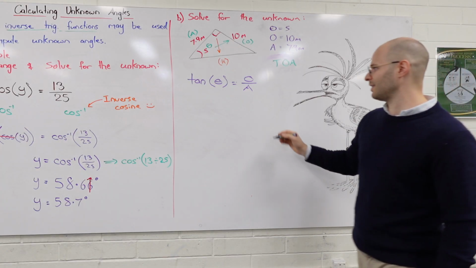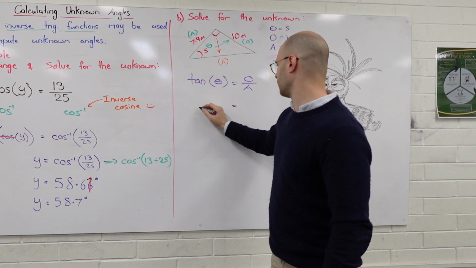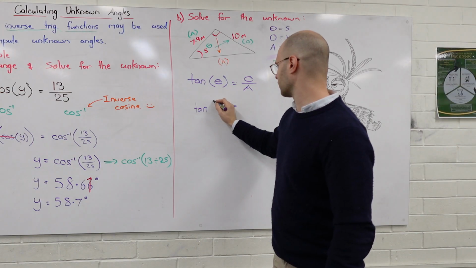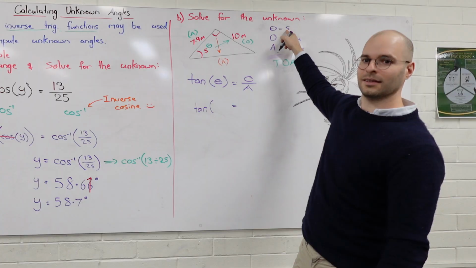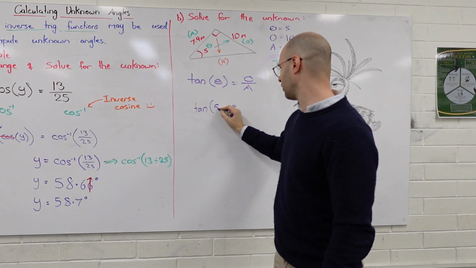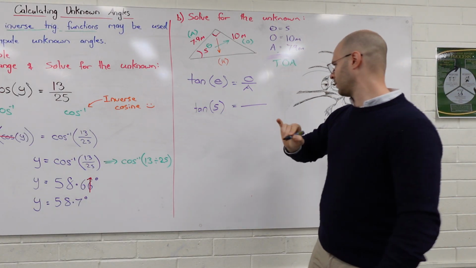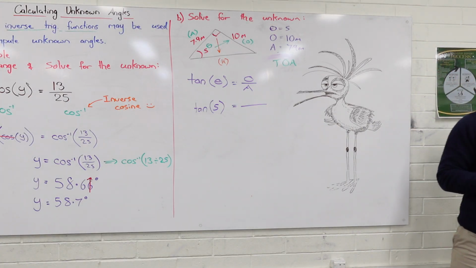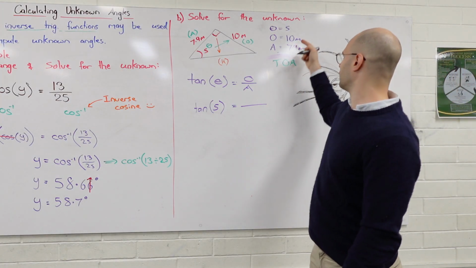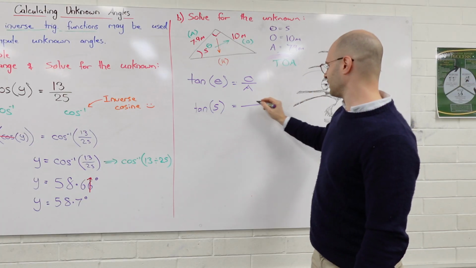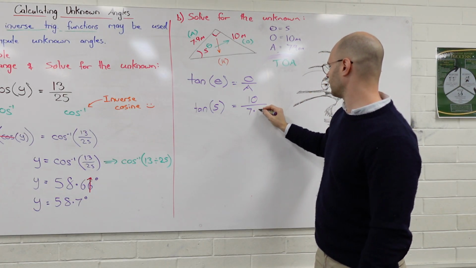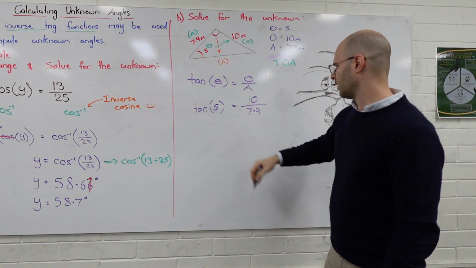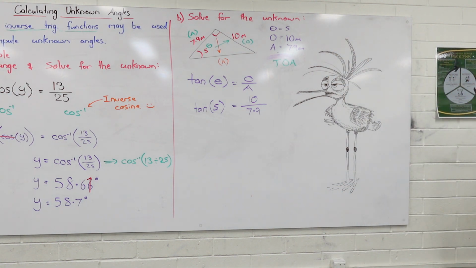In place of theta, what will we write, Sophie? What will we write in place of theta? S for Sophie. You're on fire today, Sophie. Then, in place of O, what are we going to put, Hannah? 10. 10, and then in place of A? 7.9. Okay, we're posed with the problem where our unknown is inside the tan.